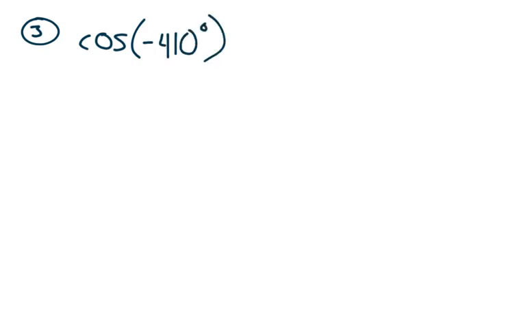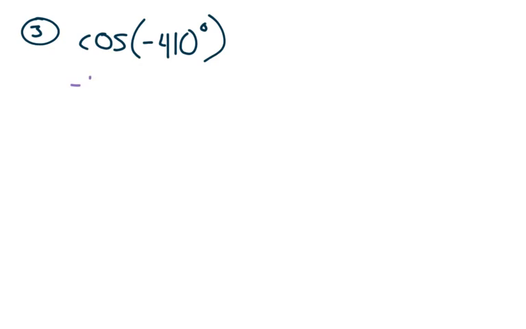And I'm out of space on this page, so I'm just going to turn the page here. So number 3, we have, let's see, cosine this time. Cosine of negative 410 degrees. All right. So cosine of negative 410 degrees. Obviously, this is not between 0 and 360, so we need to get it between 0 and 360. We're not going to subtract 360 this time. We're going to add because we are negative.